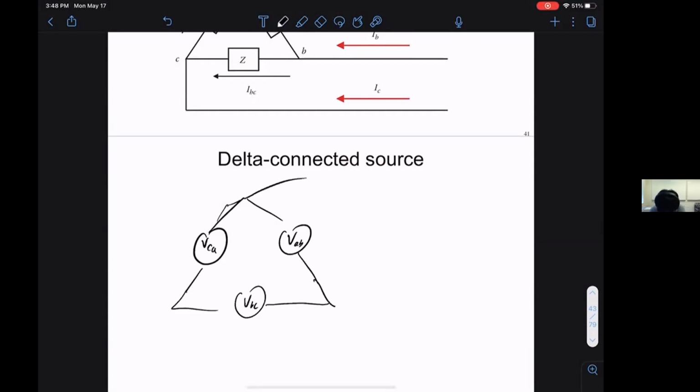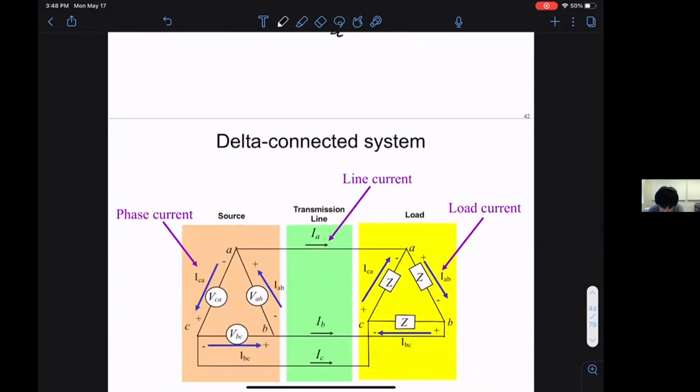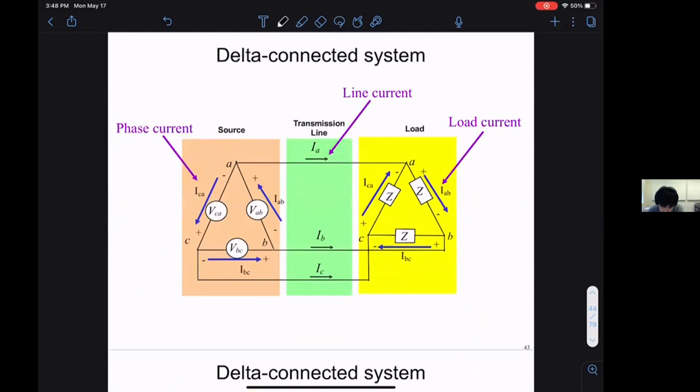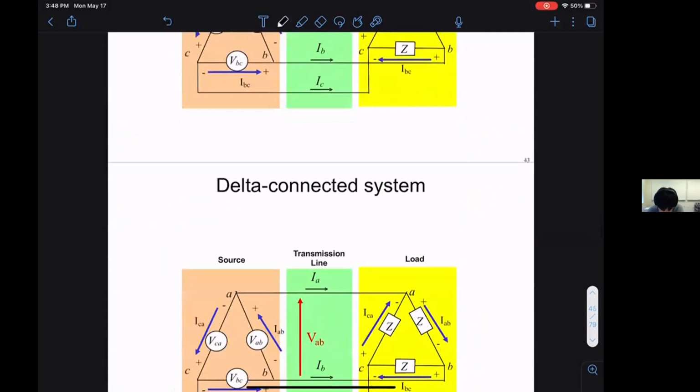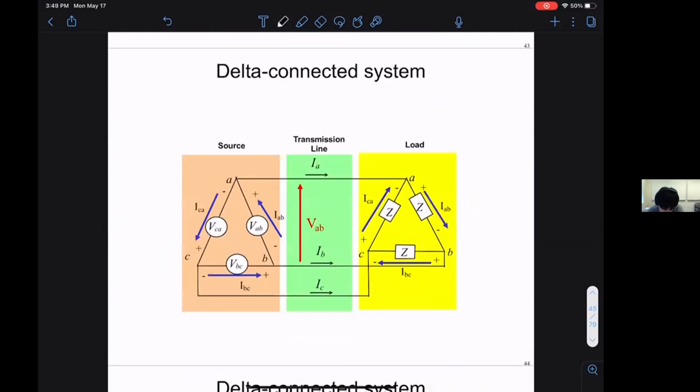Right, so I have this source, I have 3 lines coming out, and this connects to a delta connected load. Right, so I have IA, IB, and IC. I have currents coming out this way. So I have a transmission line current that's made up of phase currents in different phases. So I have a voltage across a load that's VAB, right? So my load, this Z, sees a voltage of VAB, and has a current of ICA.